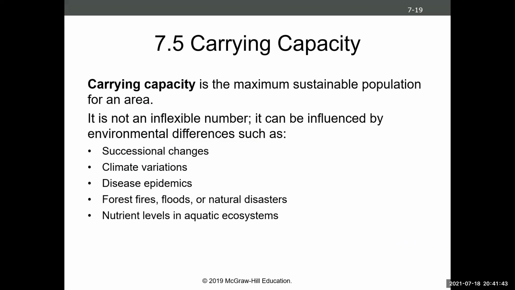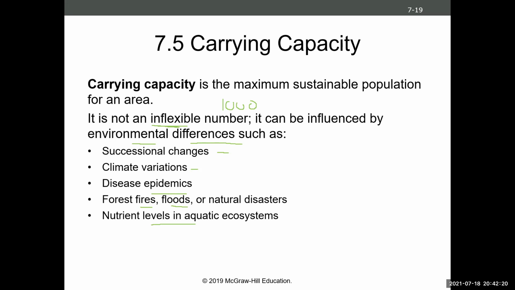And this carrying capacity is not static, right? It's not like, oh, for this fish, it will always hold 1,000 individuals. It actually can fluctuate, and it can be influenced by a lot of different environmental factors. So it could be changes in successional stages, climate. Is it a wet year or is it a drought year? Was there a fire? Has there been a flood? Are there diseases? Is there more nutrients this year than last year because of increased runoff or something along those lines?